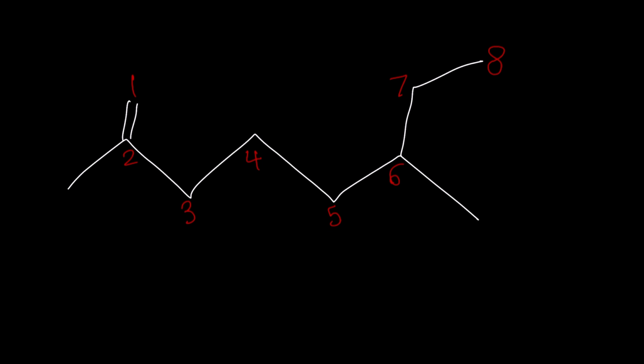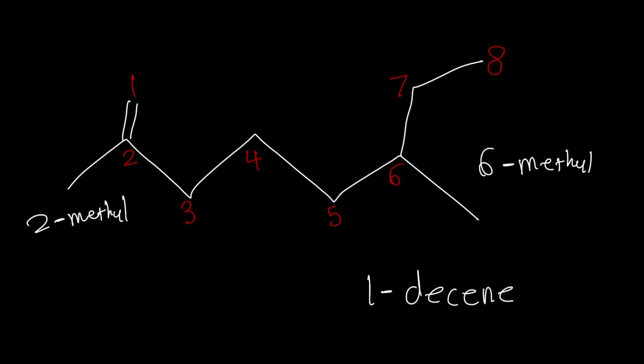You can see that we have 8 carbons, which is decene. And our double bond is between carbons 1 and 2, so we're going to go with 1-decene. We have a methyl on position 2, so that's 2-methyl. We also have a methyl on position 6, which is 6-methyl. So since we have 2 of the same substituent, we're going to go 2, 6, and then we're going to put a di behind the methyl, and then the parent chain name, which is 1-decene.